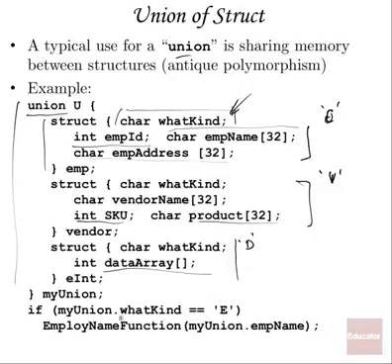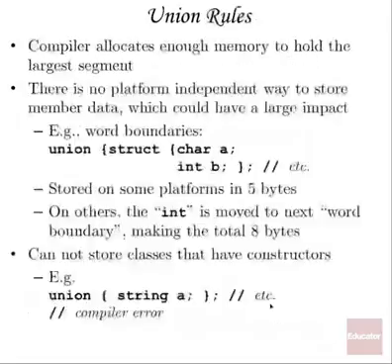We have myUnion.whatKind equals E. If it's E, then we will pass this to some function that handles employees. If it's V, we'll call some function that handles vendors, etc., etc.